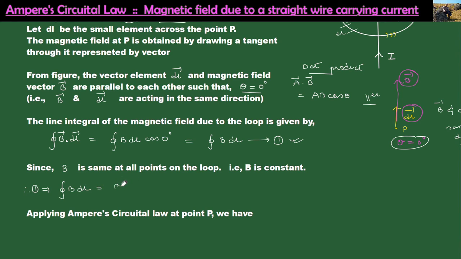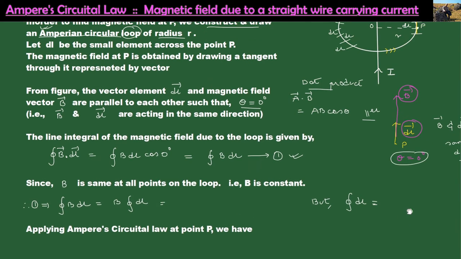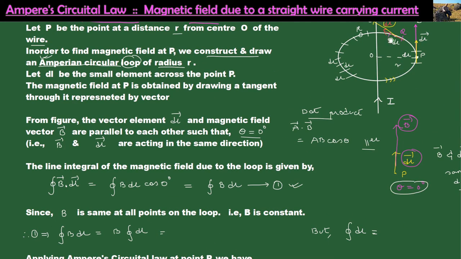So equation 1 implies the line integral of B dot dl. Taking B outside, we are left with the line integration of dl. What is this line integration of dl? If you sum over all those small current elements, it will give us the circumference of that Ampere loop, and the circumference is given by 2 pi r. This is nothing but the circumference of the circular Ampere loop. So that line integration of B dot dl will be given by B times 2 pi r.